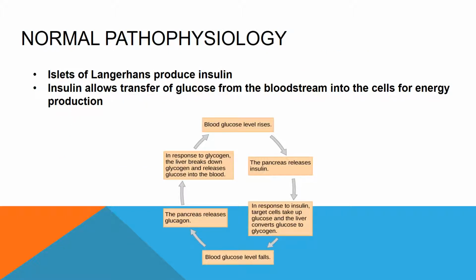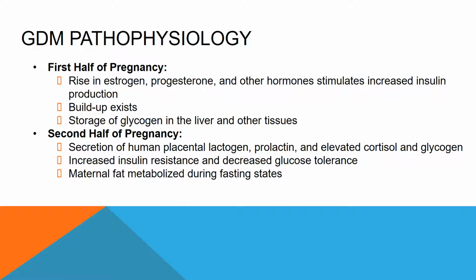Normally, the islets of Langerhans cells of the pancreas produce insulin. The insulin made acts like a key to transfer glucose from the bloodstream into the cells for energy. During pregnancy, the woman's body metabolizes carbohydrates differently. In early pregnancy, the rise of estrogen, progesterone, and other hormones stimulate increased production of insulin. With the increased production of insulin, a buildup exists during the first half of pregnancy with storage of glycogen in the liver and other tissues.